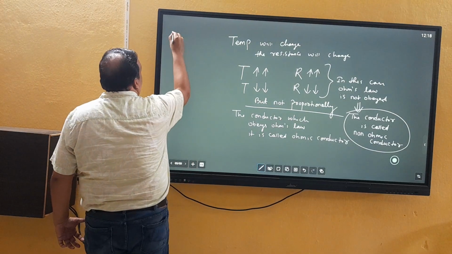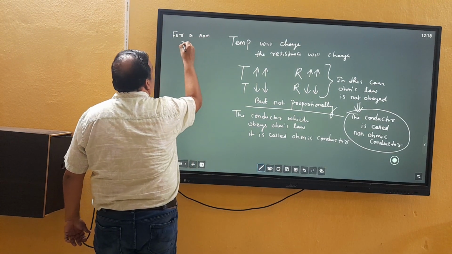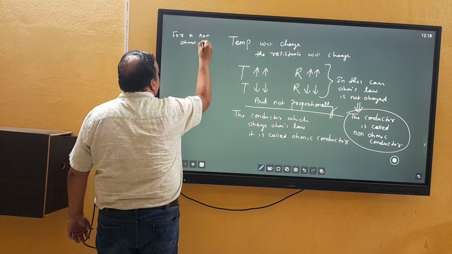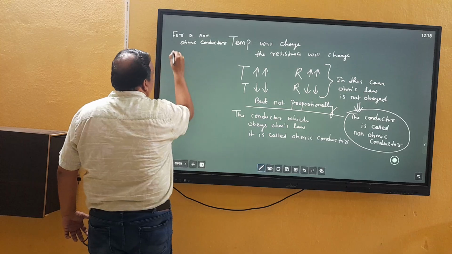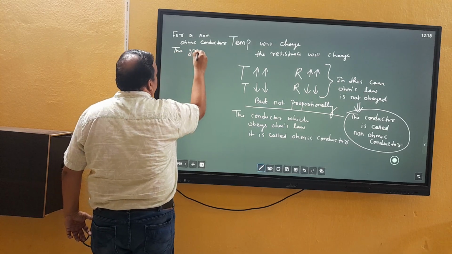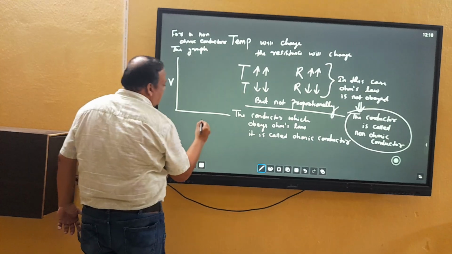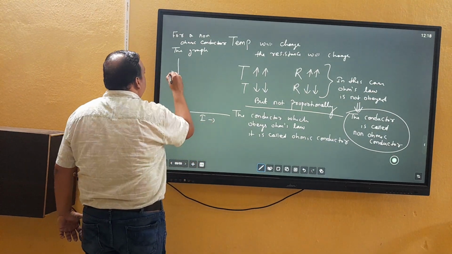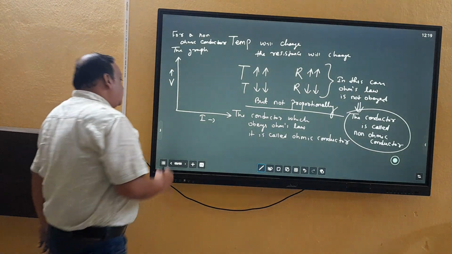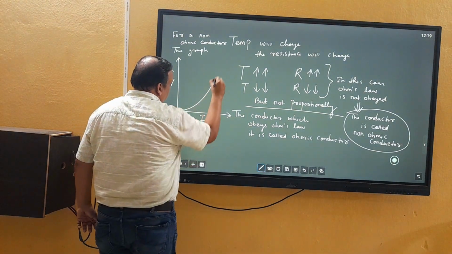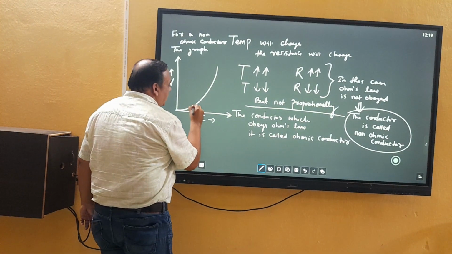It will go for a non-ohmic conductor. The graph, the V versus I graph, potential difference versus current graph, is a non-linear graph in which you will find out the resistances.